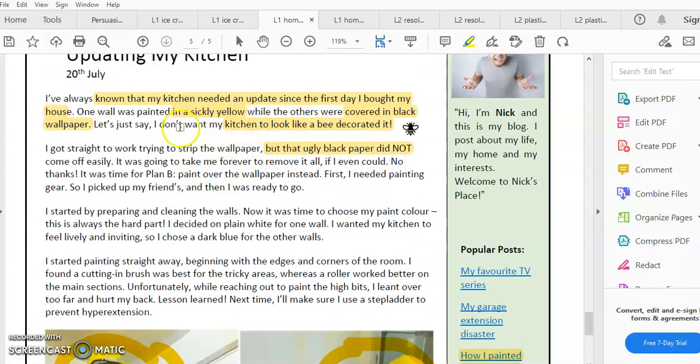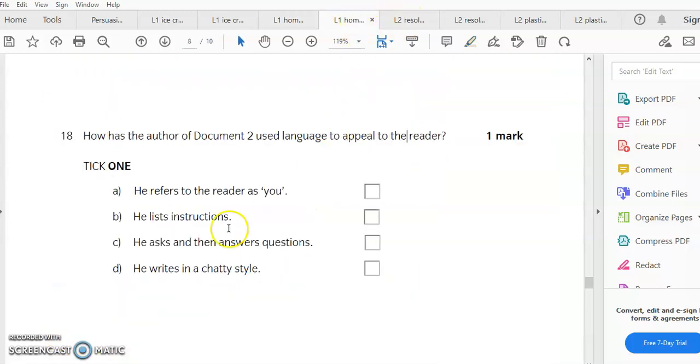Ugly black paper. I didn't want my kitchen to look like a bee decorated it. Sickly yellow. He's quite chatty, he's quite approachable really, and that is how he's written to appeal to us.